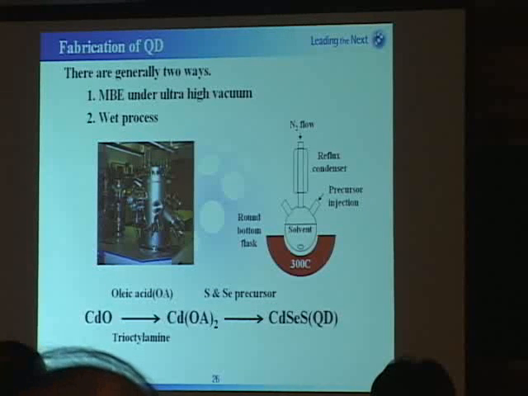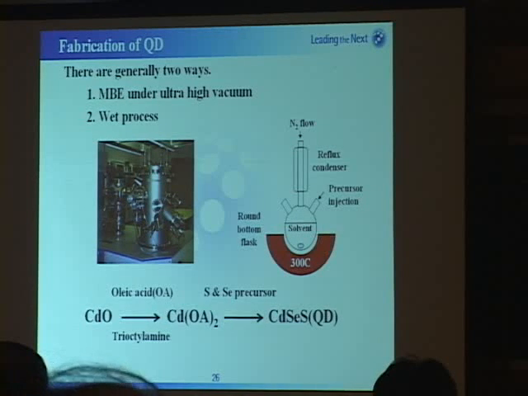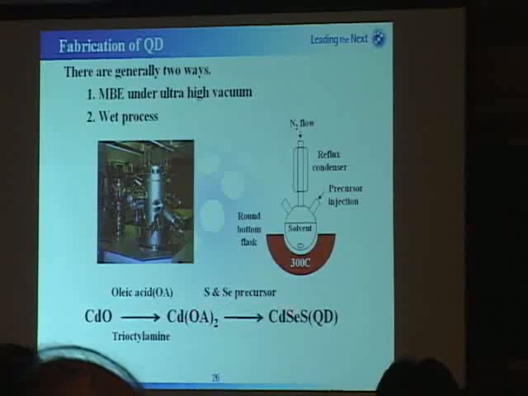As shown in this picture, in the round bottom flask, a cadmium compound and aliphatic acid are mixed in the solvent and react with the sulfur and selenium precursors to form cadmium selenide sulfide quantum dots. And the core part is cadmium selenide and the shell part is cadmium sulfide in this case.